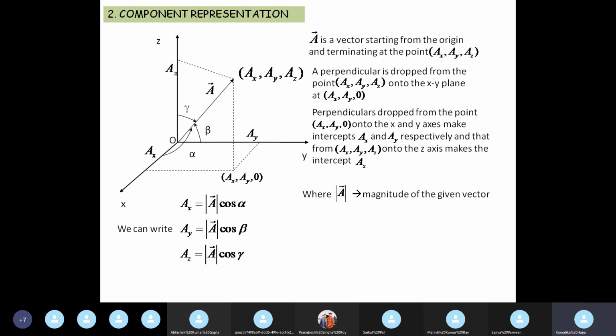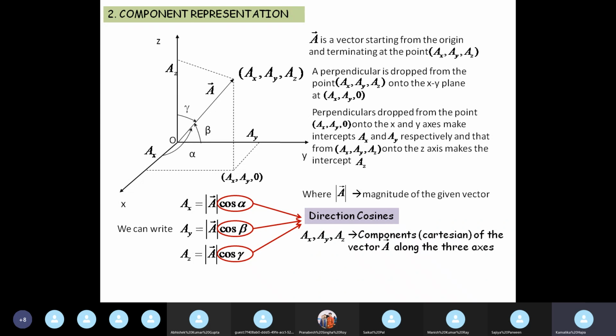Mod A, as I told you, is the magnitude of the vector. The cosines of the angles that the vector makes with the three axes, cos alpha, cos beta, and cos gamma, are called the direction cosines. From the direction cosines, we get the values of Ax, Ay, and Az, which are the Cartesian components of the vector A along the axes.